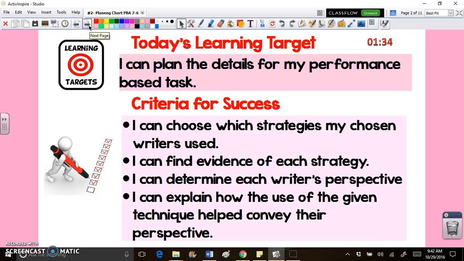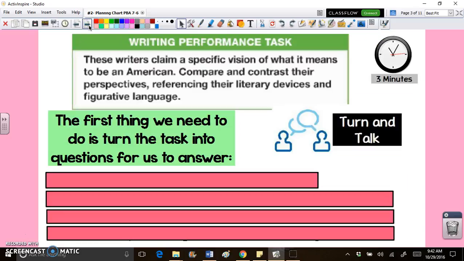So there's really a lot that we're going to have to do to achieve this learning target and to write really effective essays. So we know that for this task, our assignment is to talk about author's perspective and author's techniques. So our task reads, these writers claim a specific vision of what it means to be an American. Compare and contrast their perspectives, referencing their literary devices and their figurative language.